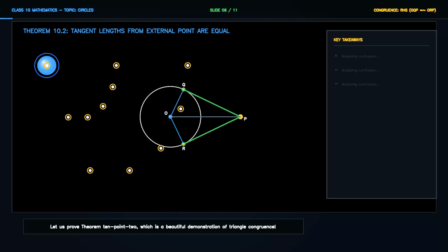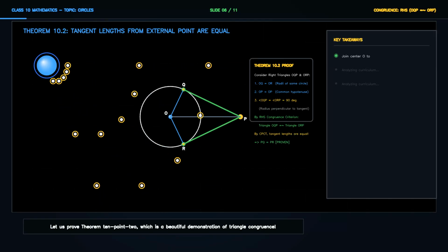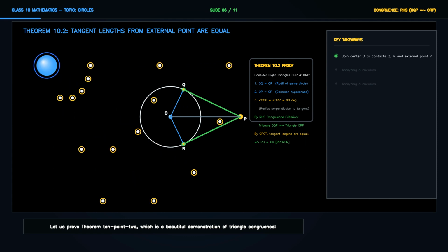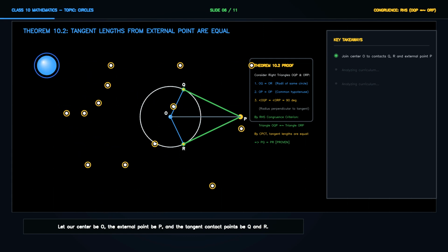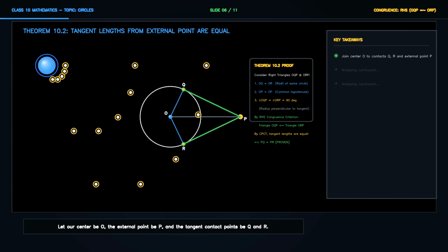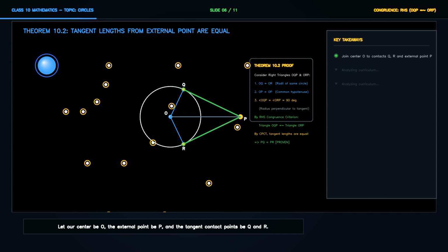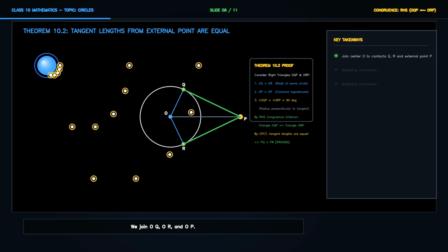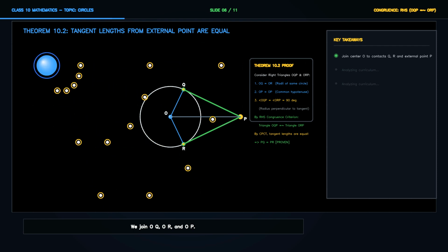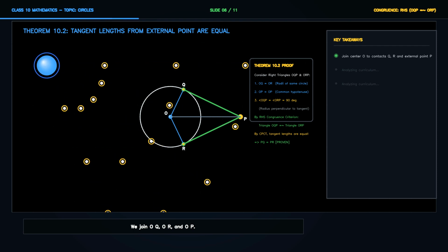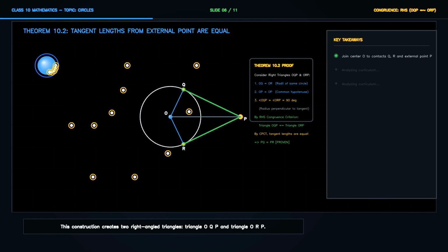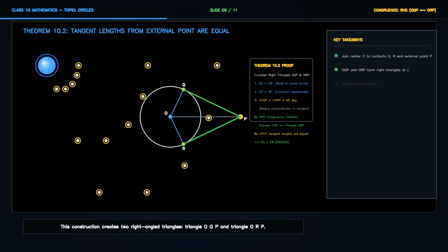Let us prove Theorem 10.2, which is a beautiful demonstration of triangle congruence. Let our center be O, the external point be P, and the tangent contact points be Q and R. We join OQ, OR, and OP. This construction creates 2 right-angled triangles, triangle OQP and triangle ORP. Let us check their elements.